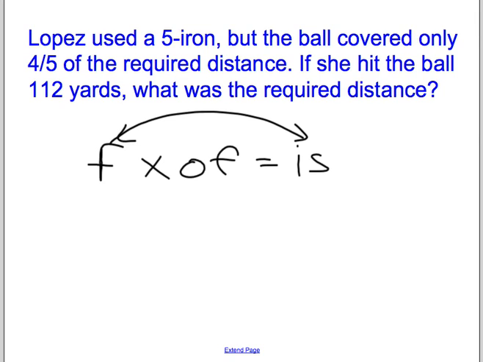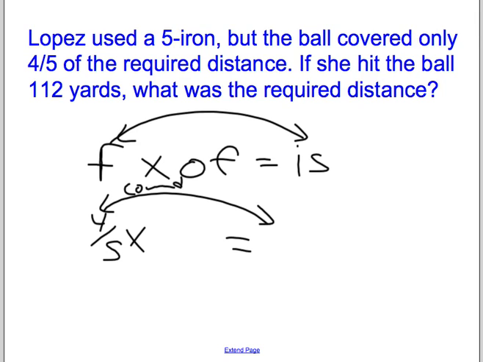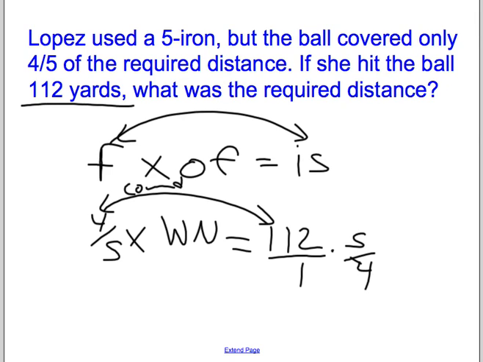So we have the ball covered 4/5 of the distance. So I'm going to put covered, distance covered. Do we have that actual amount that it covered? She hit the ball 112 yards. So isn't that the distance it covered? Yeah. So that would go over here. And then the required distance would be that idea of what's the total distance. Then we multiply by the reciprocal of the coefficient, which is 4/5. So we're going to multiply by 5/4. 4 does reduce with 112 28 times.